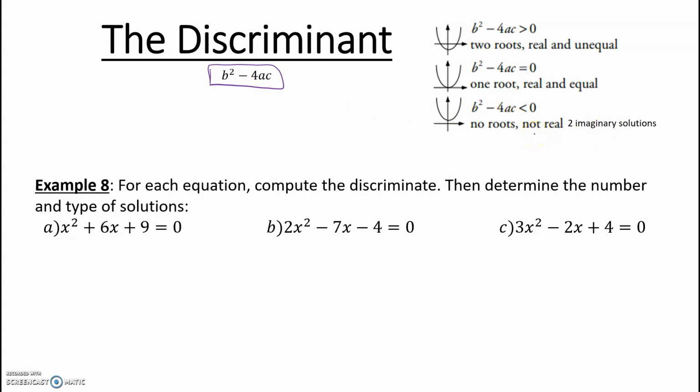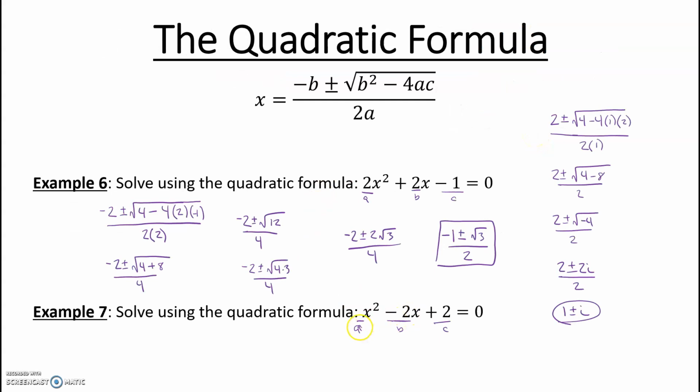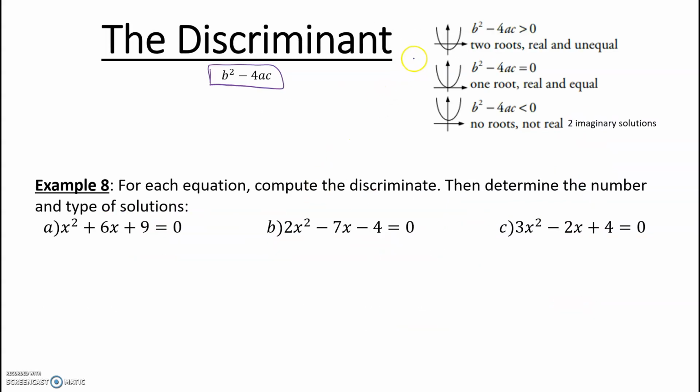So we're going to go back again. We look at example 7, right? I wound up with 1 plus I, 1 minus I. I wound up with 2 imaginary solutions. Look what was under that root, a negative 4. So positive discriminant gets you 2 real solutions. Negative discriminant gets you 2 imaginary solutions. And then there's that one case where it could actually equal 0.